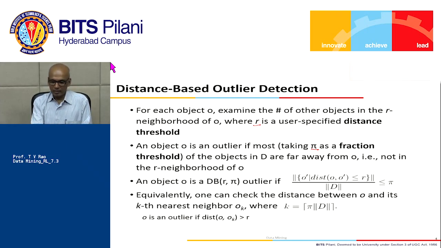So it comes to this. What we are saying is that it can be expressed in terms of a distance-based outlier with two parameters, which are R and pi. With a definition such as this, we are looking at the count of objects O prime such that the distance from O is less than R, and we are dividing it by the total count of the data objects. If it is lower than this fraction threshold, then we consider O as an outlier.